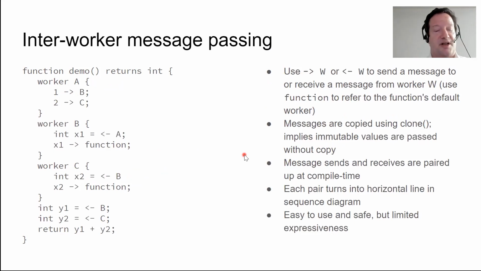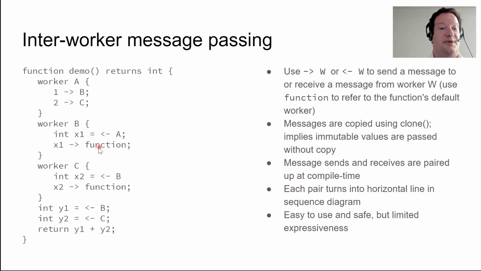I said that the idea of named workers was that you could represent them as a sequence diagram. When you have two lifelines, you've got your two vertical lines, and you want to have your horizontal lines. The way you get your horizontal lines is you can send messages between workers. In this case, we are sending 1, an integer, to worker B. We're sending 2 to worker C. And then here we are receiving an integer from A.